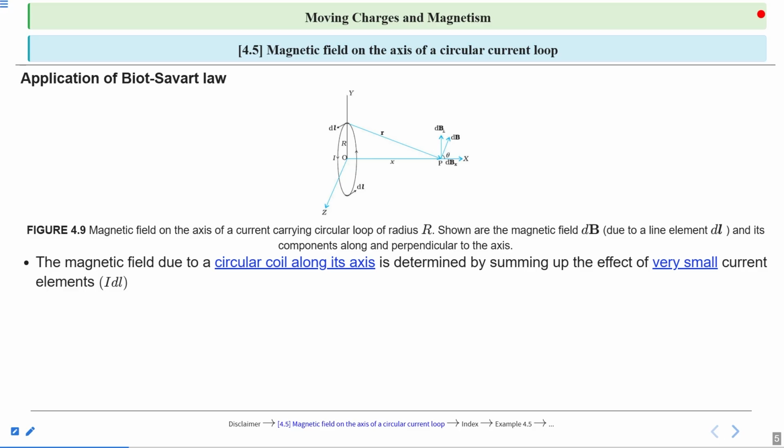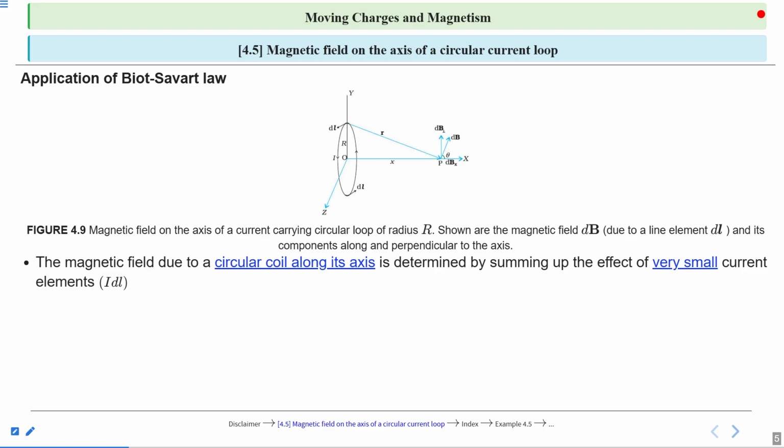So the magnetic field due to a circular coil along its axis is determined by summing up the effect of very small current elements. Like we have done in the previous lecture, we are going to consider a very small current element dl on this current loop, and find the magnetic field due to this small current element dl at point P, which will be dB. Then we will sum up the magnetic fields due to all the small elements on this circular loop and find the net magnetic field at point P.